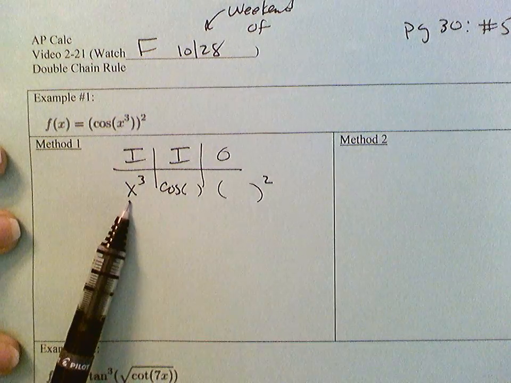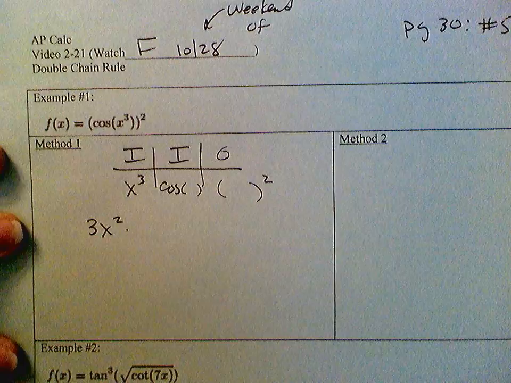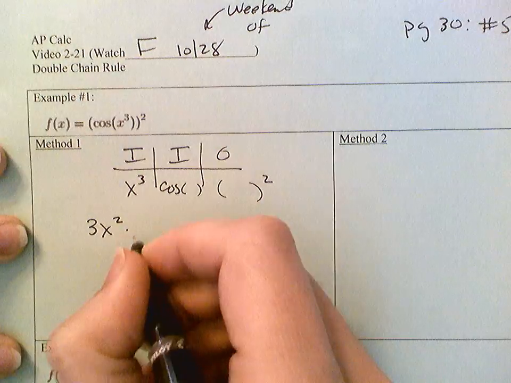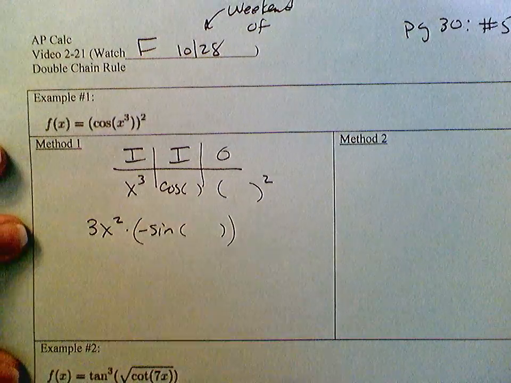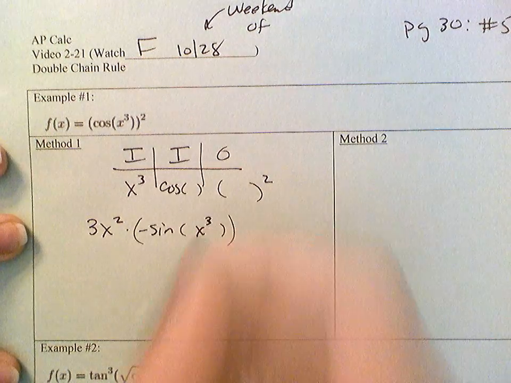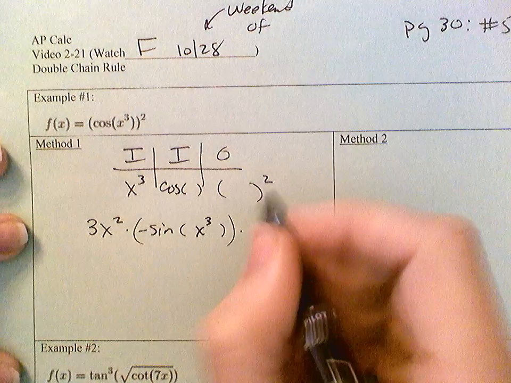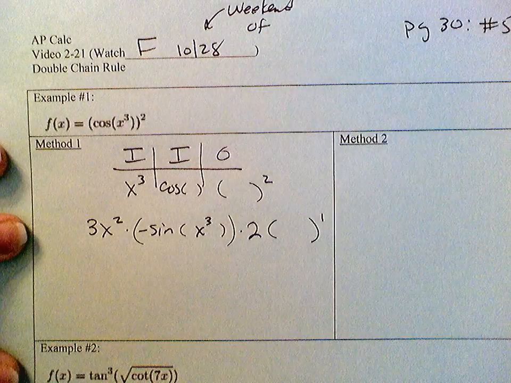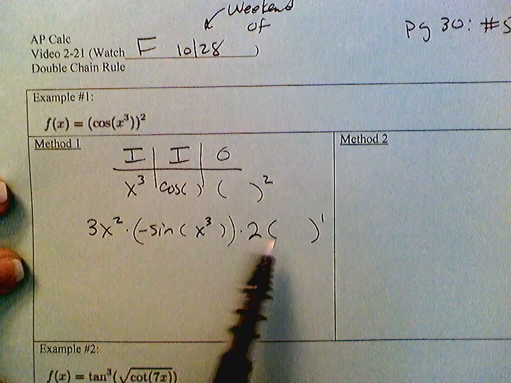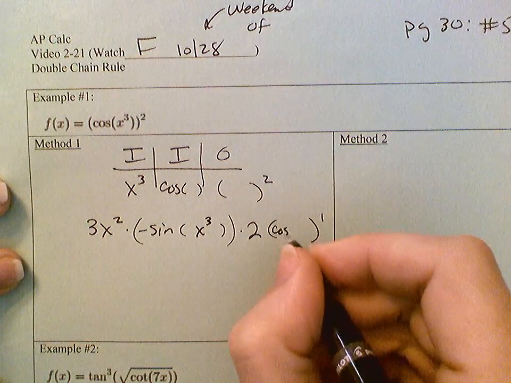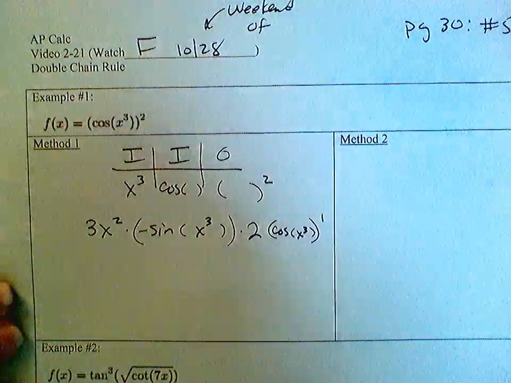Okay? So the derivative of the first one is 3x to the second times the derivative of cosine, which is negative sine of blank, and then what goes back in, x to the third, times the derivative of blank squared, which is 2 blank to the first. Okay, that's power rule there. And then the stuff that was in there before has to go back in. So cosine goes back in, and x to the third goes back in inside of that.